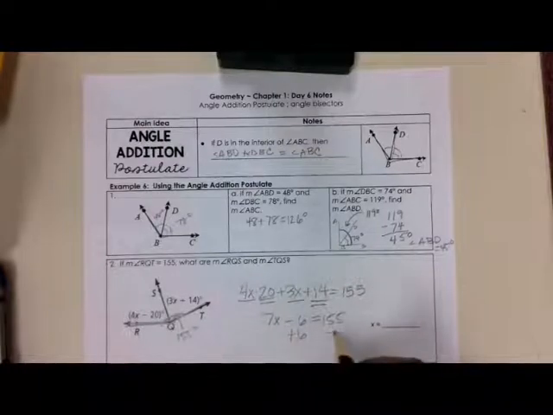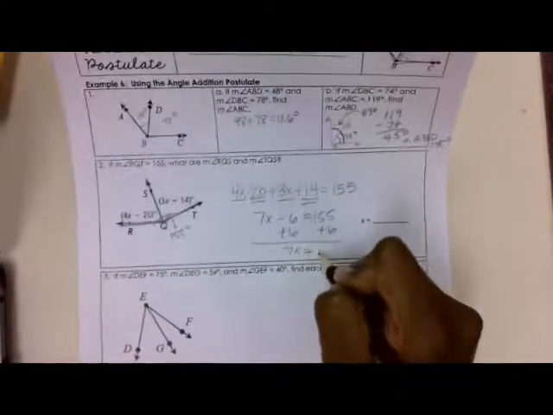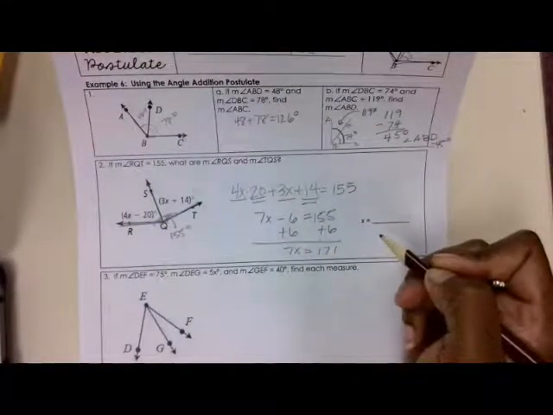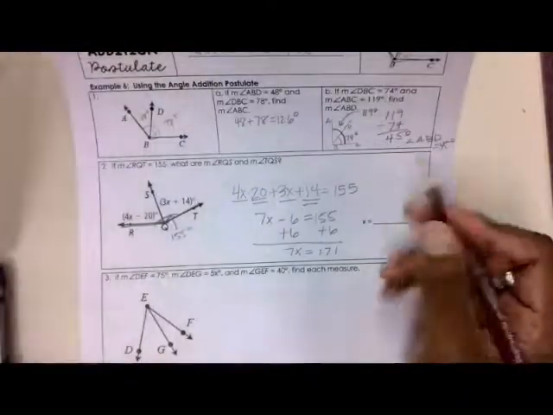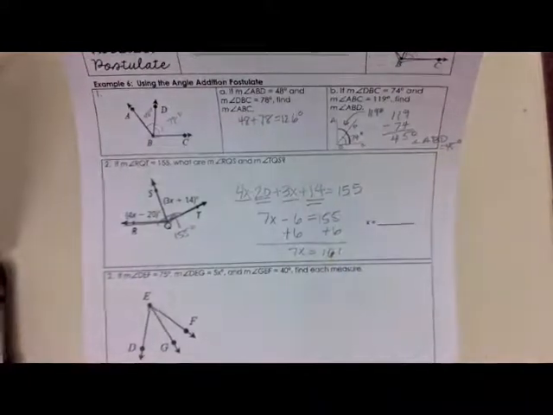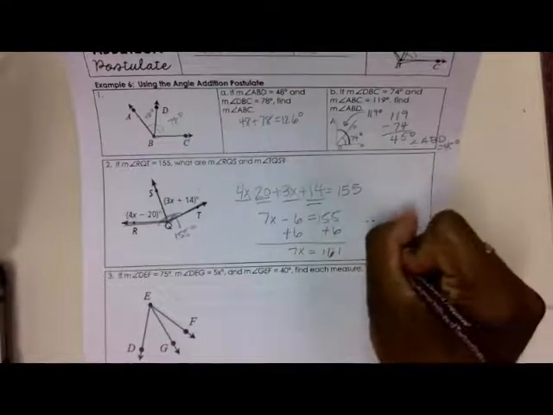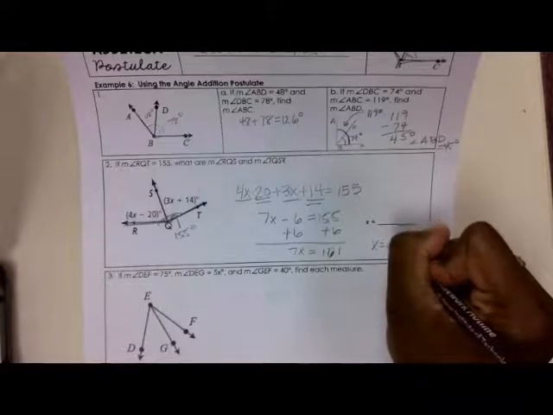Add 6 to both sides, and I get 7x equals 171. Actually, it's 161, right? That's 161. And then I'm going to divide. So 161 divided by 7. I get x equals 23.